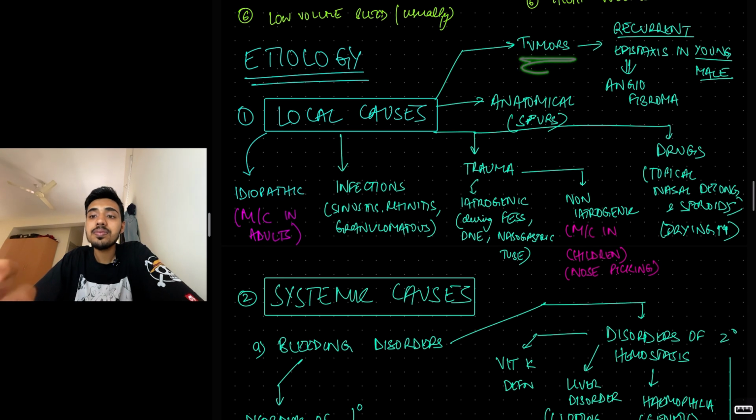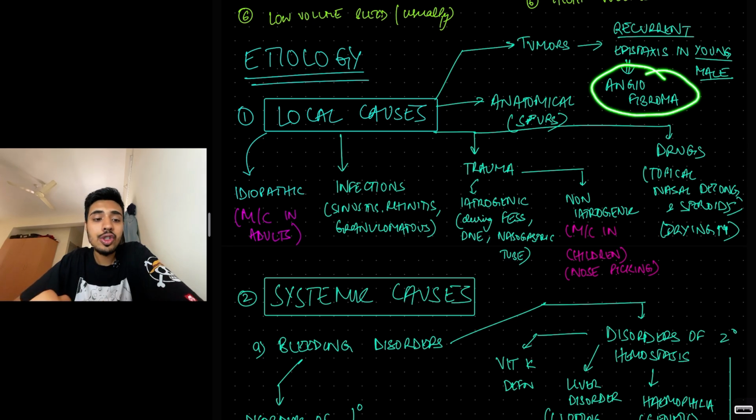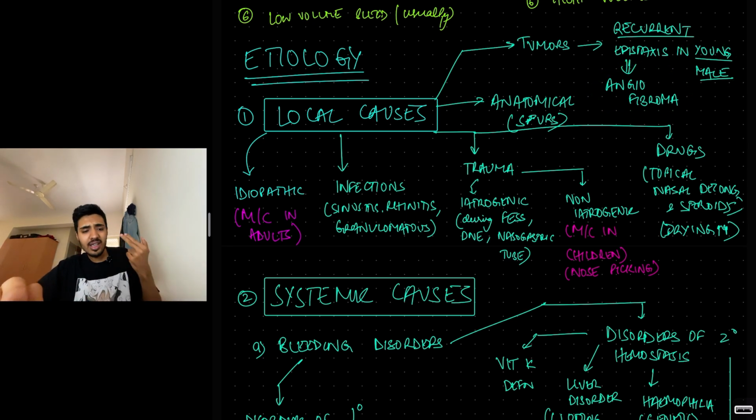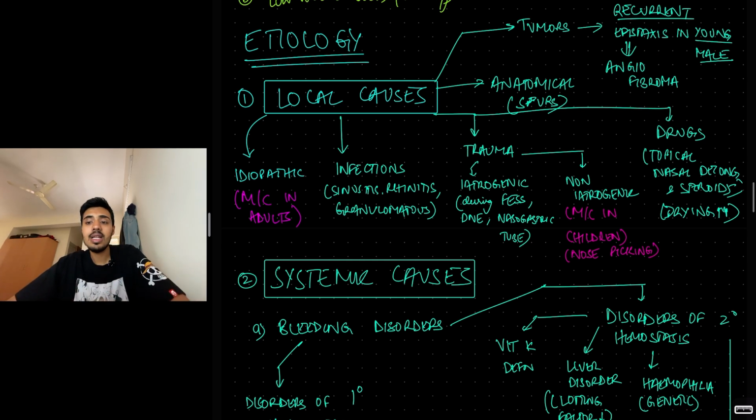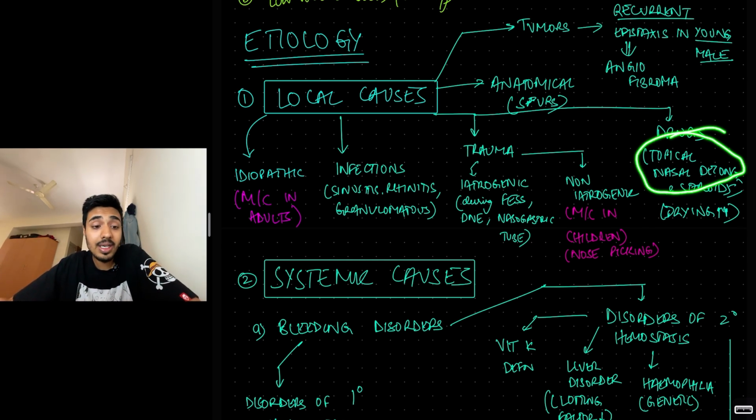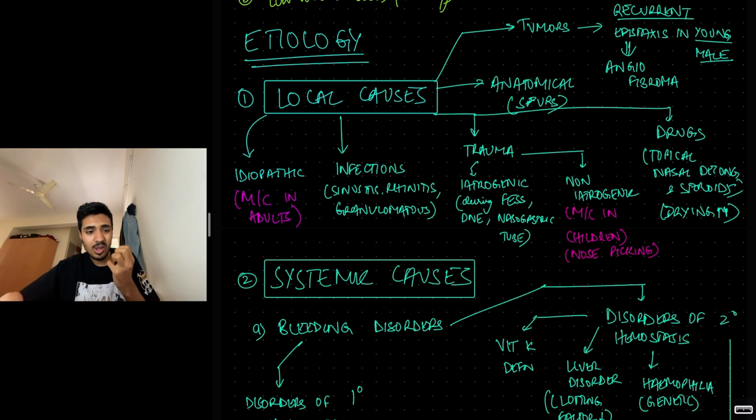Then you can have tumors like angiofibroma. It's commonly seen in young males, who have recurrent epistaxis again and again. So let's say a young male comes with recurrent episodes of epistaxis, then you have to check for angiofibroma. Then some drugs like topical nasal steroids and topical nasal decongestants cause vasoconstriction and drying, which causes crusting of the mucosa. So when you peel off those crusts, it injures the blood vessels, leading to epistaxis.